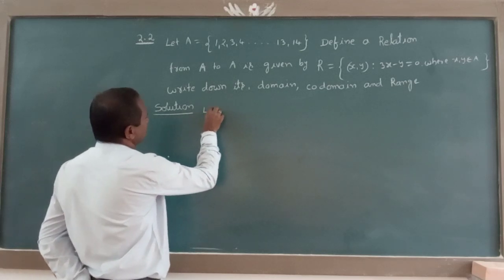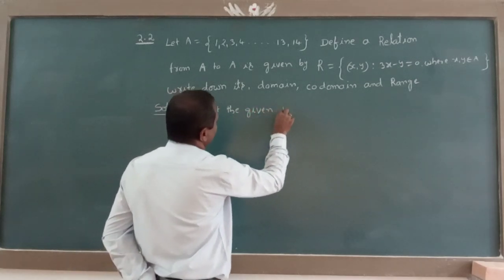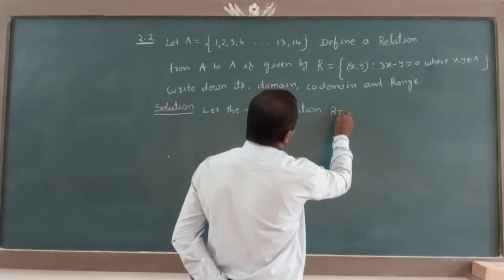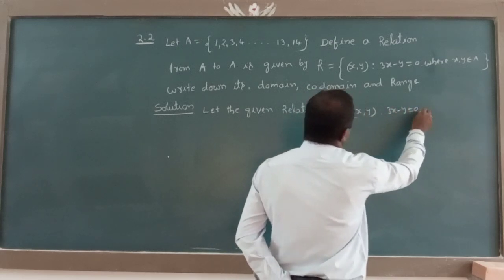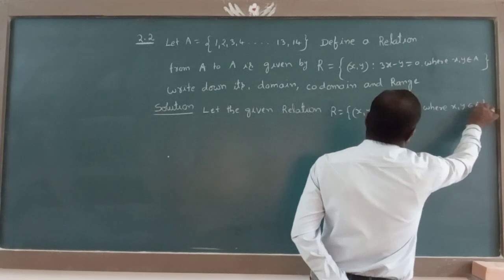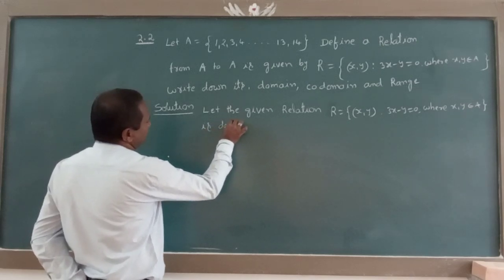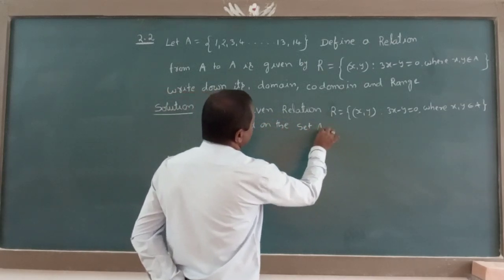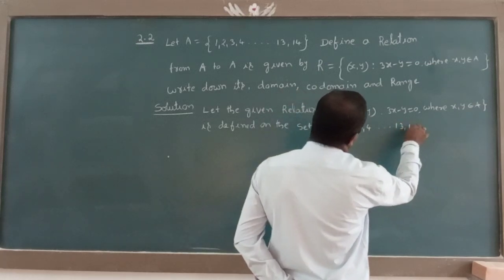Let the given relation R be equal to {(x, y) such that 3x minus y is equal to 0}, where x, y belongs to capital A. Capital A is defined on the set A is equal to {1, 2, 3, 4, up to and so on, 13, 14}, they gave here.